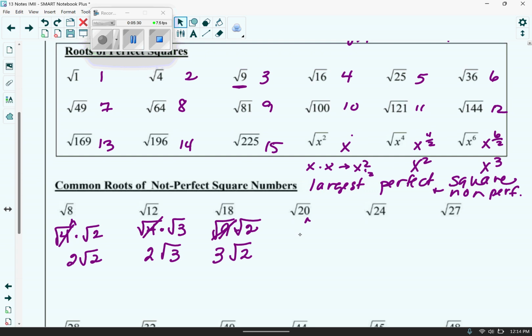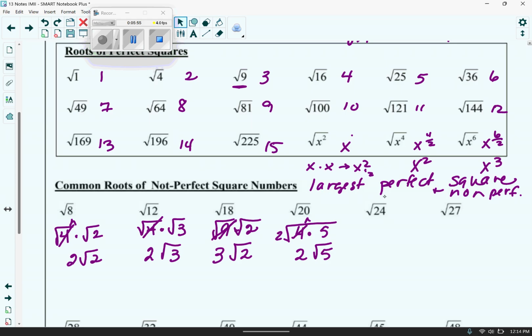20. I would say 2 and 10, but that's not a perfect square. So half of 20 is 10. 9 does not go into 20 evenly, but 4 does. So we're going to do 4 times 5. And you can write it like this, all underneath one radical, or you can write them as separate radicals. It means the same thing. The square root of 4 is 2, so we're going to bring that outside. So it's going to be 2 radical 5.